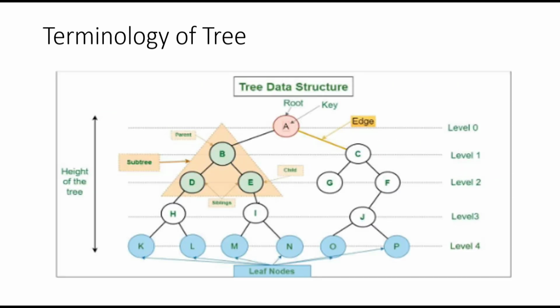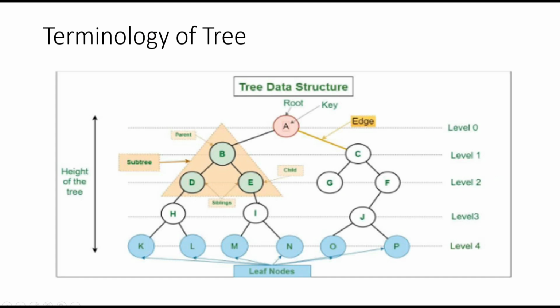Next, we move on to the terminologies of a tree. In this diagram, this is the root node. B and C are the children of root A, and D and E are the children of parent B. G and F are the children of parent C. So, this is a subtree. B, D, E is a subtree. C, G, F is a subtree of A. B and C are the subtrees of A.